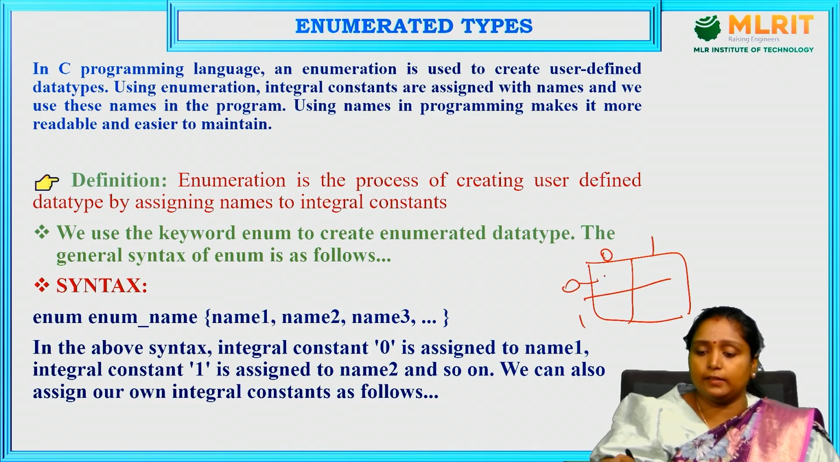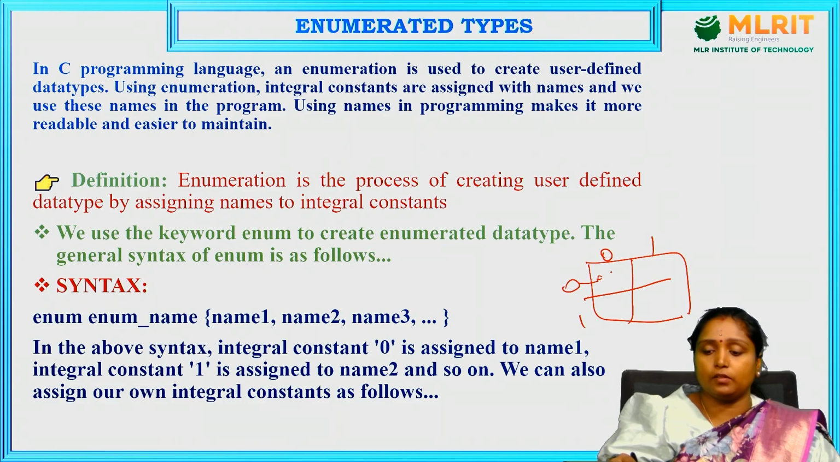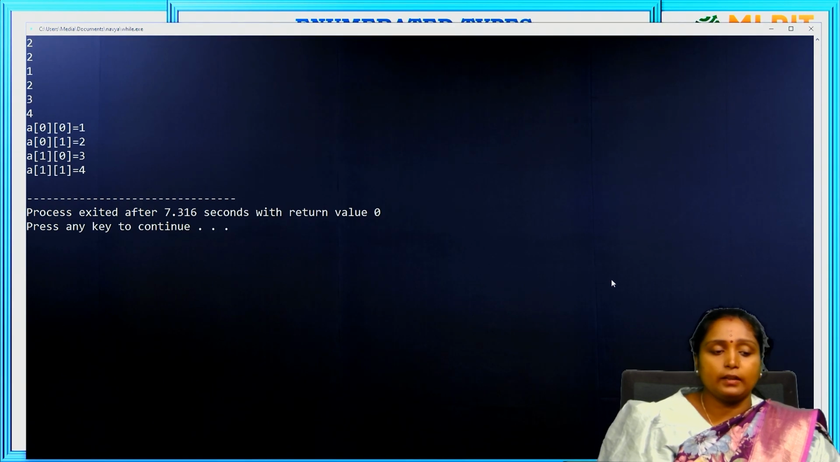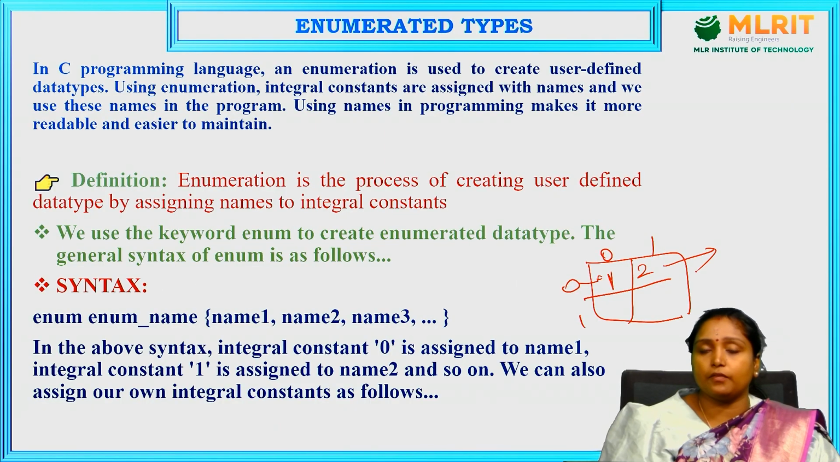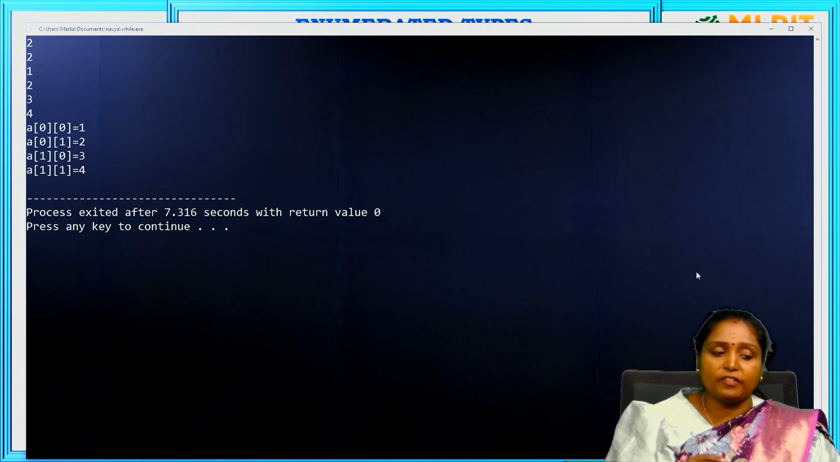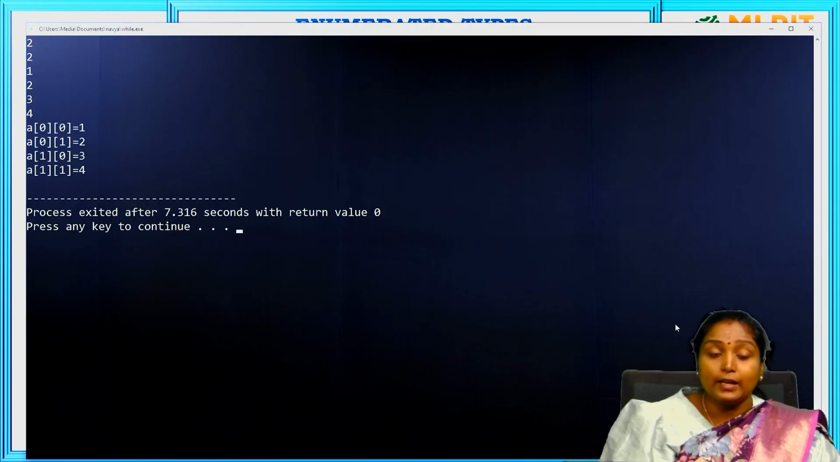Whenever I take it like this, first it will read the 0, 0 value. See here, first a of 0, 0 equals 1. Next a of 0, 1 equals 2, so it has completed the first row. Then it went to the second row, a of 1, 0 is 3, a of 1, 1 is 4. So this is how it will read the matrix.